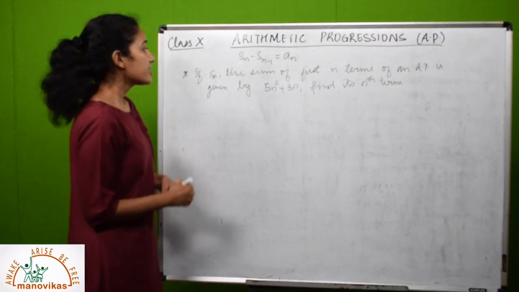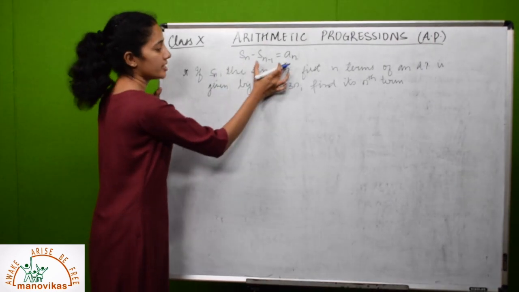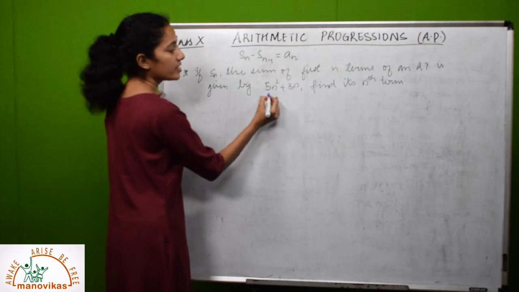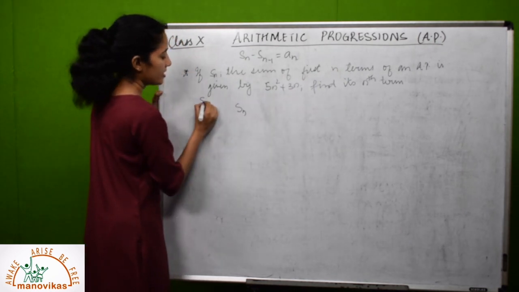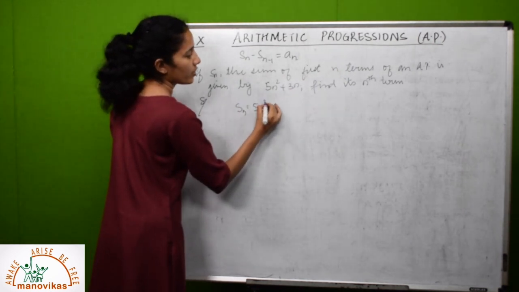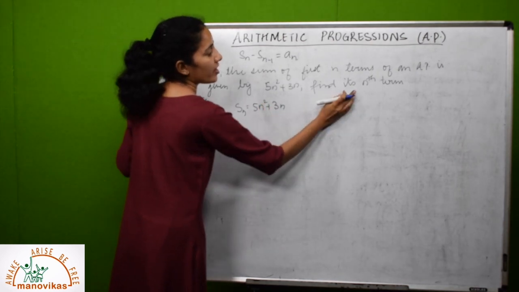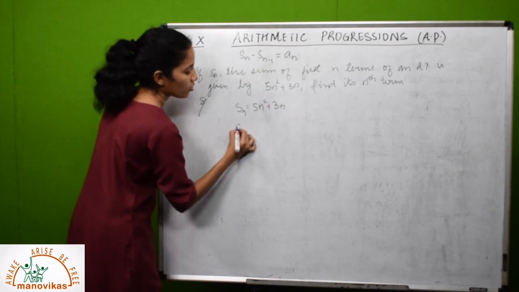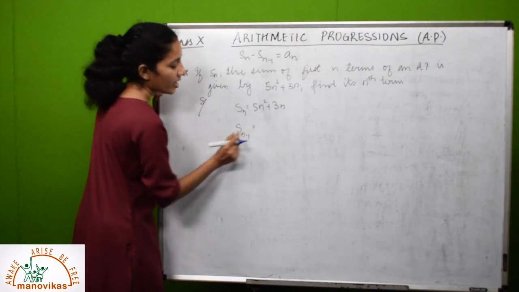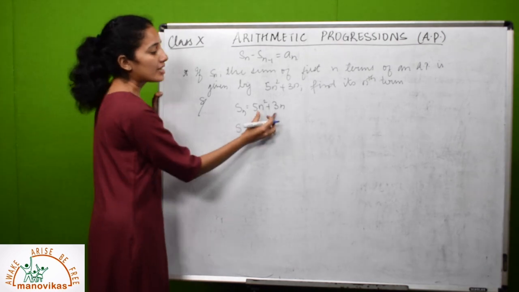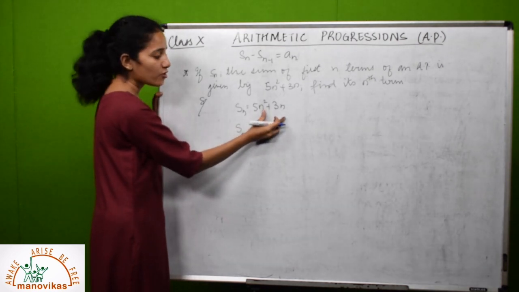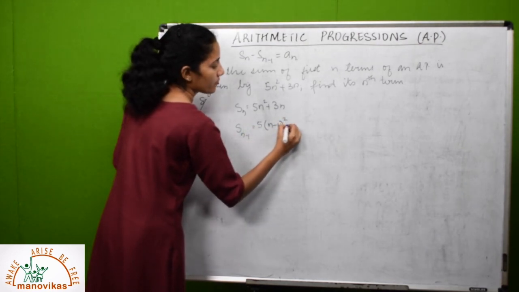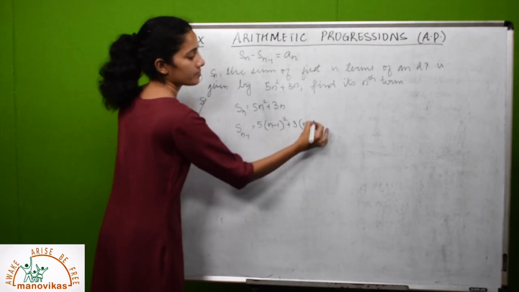That's it. In the next problem, we will be using this formula. It is given that if Sn, the sum of the first n terms of an AP, is given by this, meaning Sn is equal to 5n square plus 3n, we have to find its nth term. Now to calculate the nth term, let us first find what is Sn minus 1. Sn minus 1 will be replacing in this expression n by n minus 1. So I have 5 times n minus 1 square plus 3 times n minus 1.